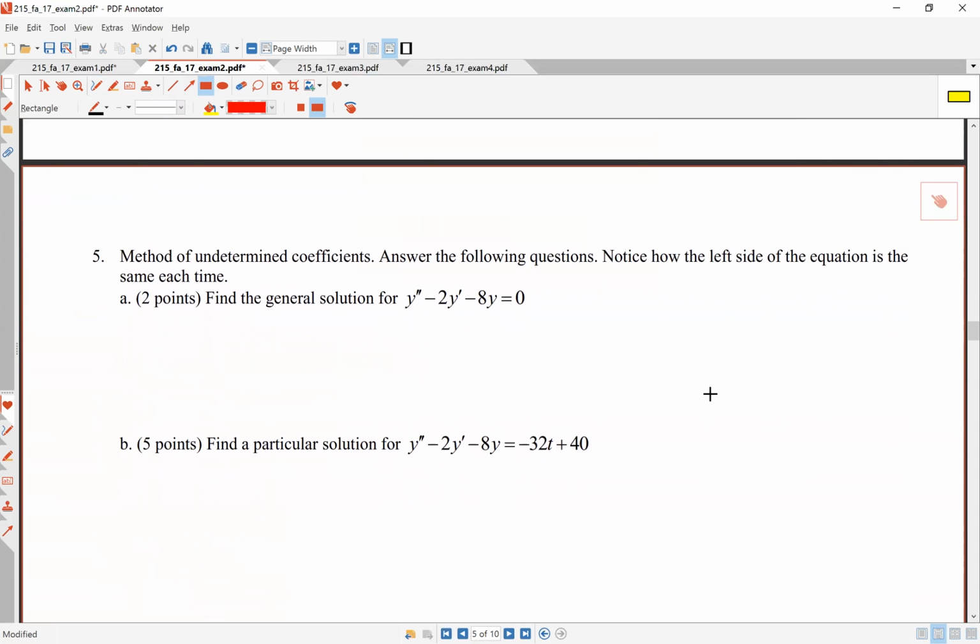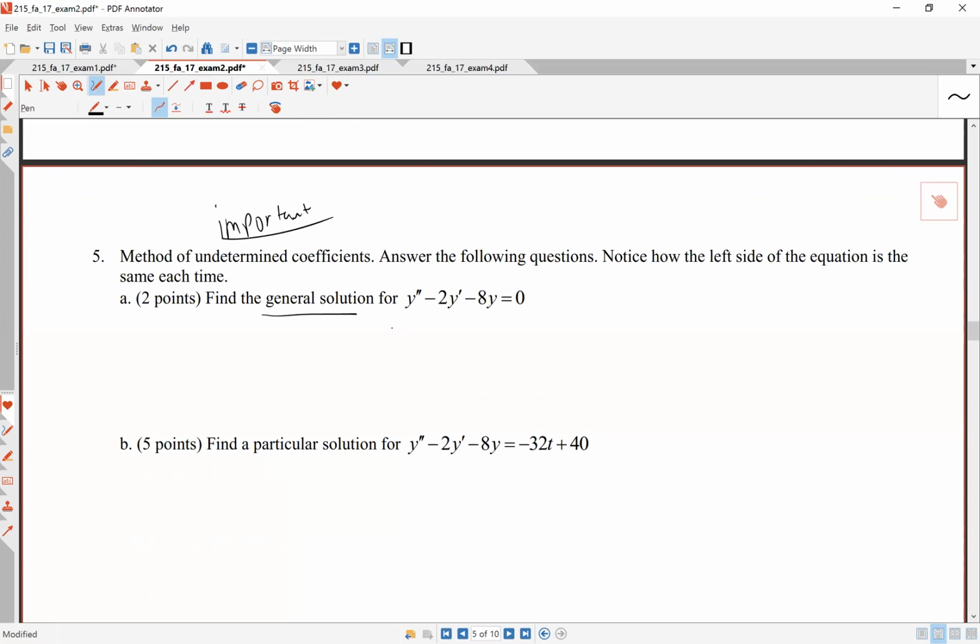All right, method of undetermined coefficients, very important. The basis of method of undetermined coefficients is pretty simple. But remember, in order to do method of undetermined coefficients, we have to always make sure that the particular solution form is not a solution of the homogeneous. So we need the homogeneous first.